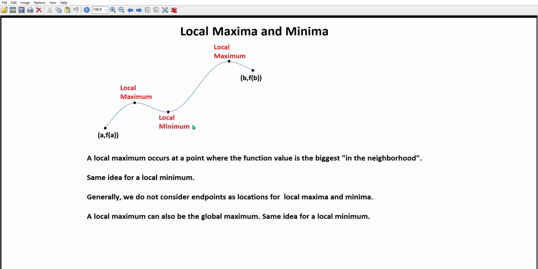Now, if you look at this, that local maximum is also the global maximum. So it is possible for a local maximum or a local minimum also to be the global minimum. However, not every local maximum or minimum is global, as you can see here.